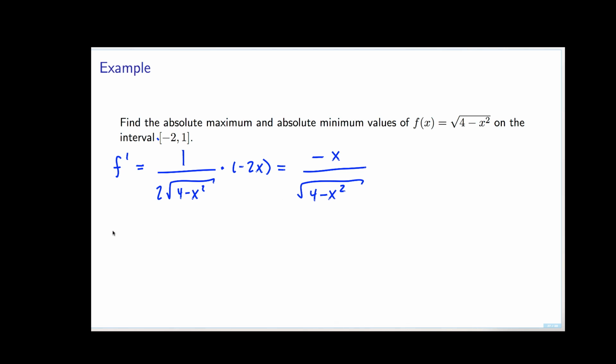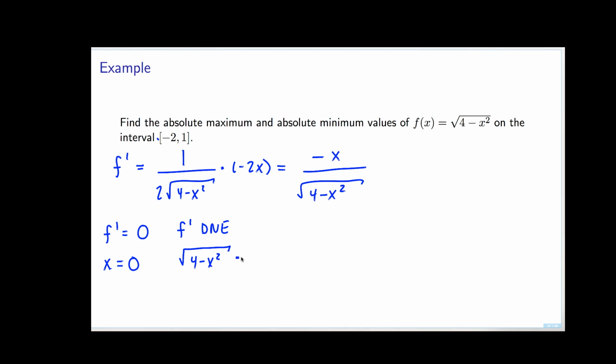So for our critical points, we need to find the points where f prime is equal to 0. So our f prime is a fraction. A fraction is equal to 0 when its numerator is equal to 0. So that will be at x equals 0. And then we need to find where f prime does not exist. So f prime does not exist when the denominator is equal to 0.